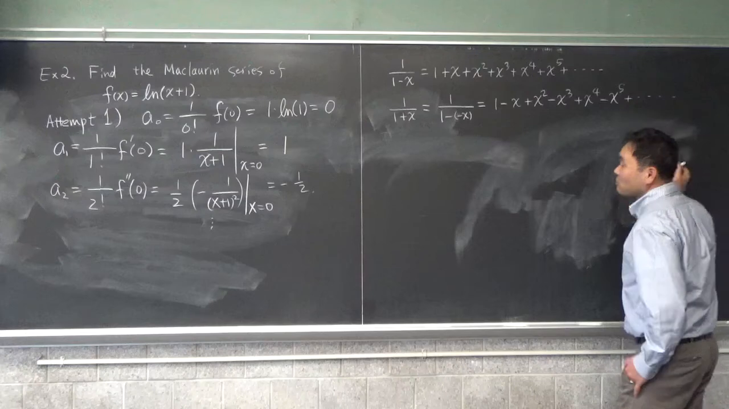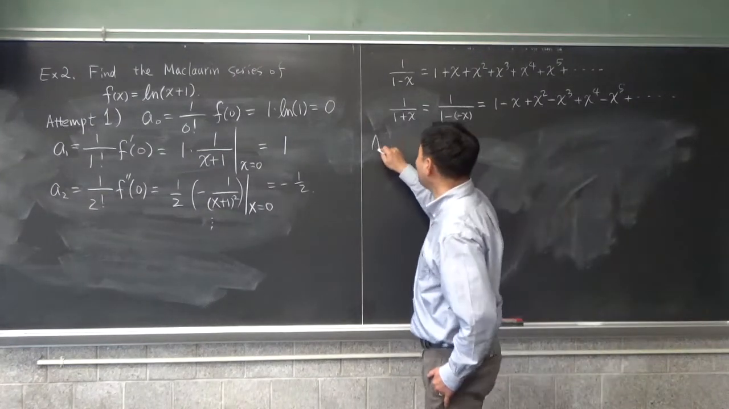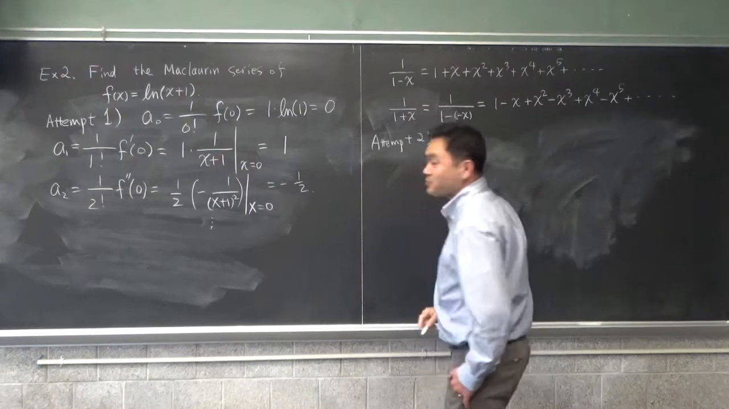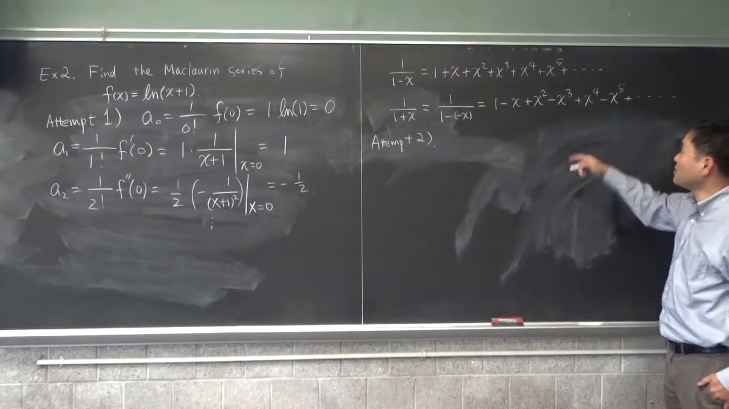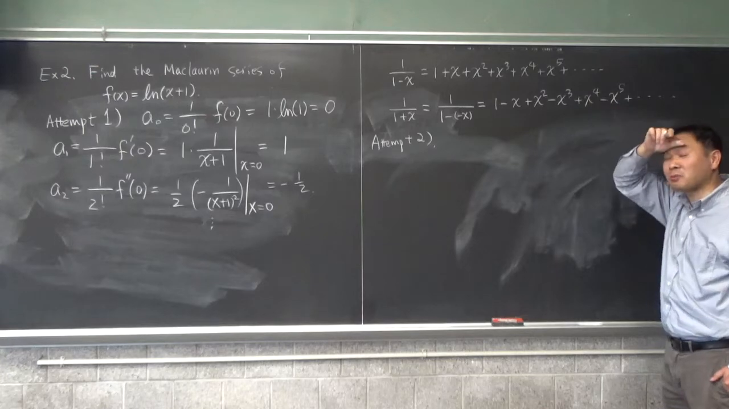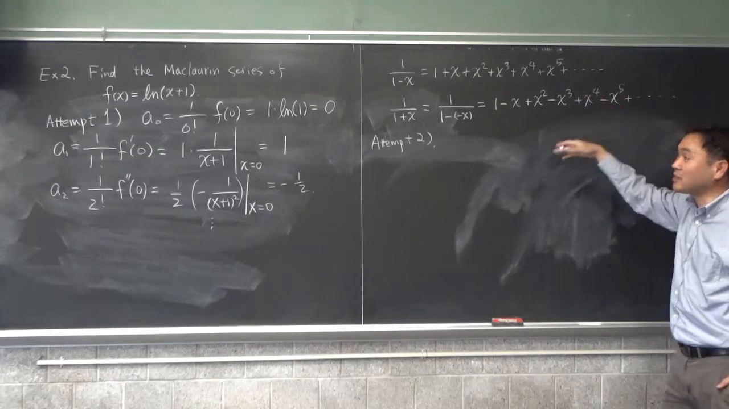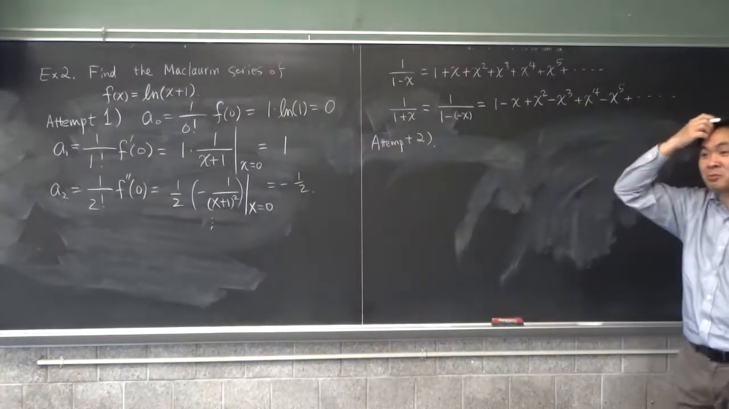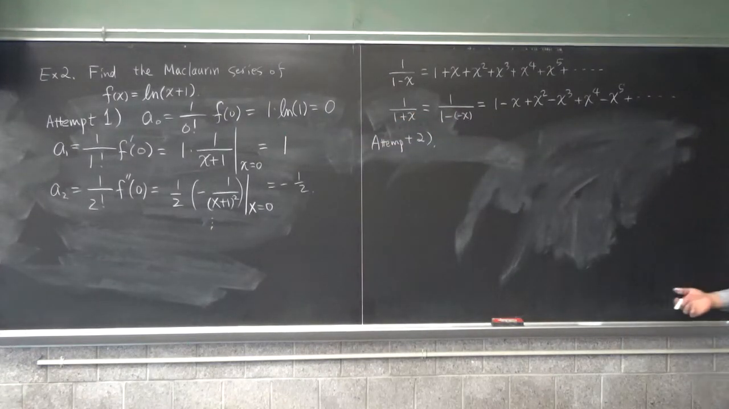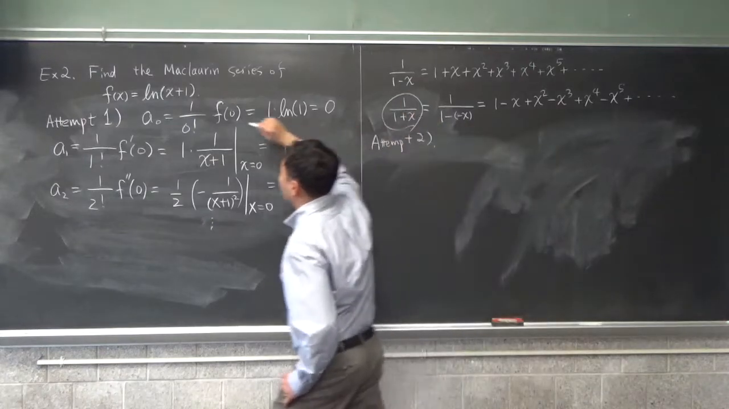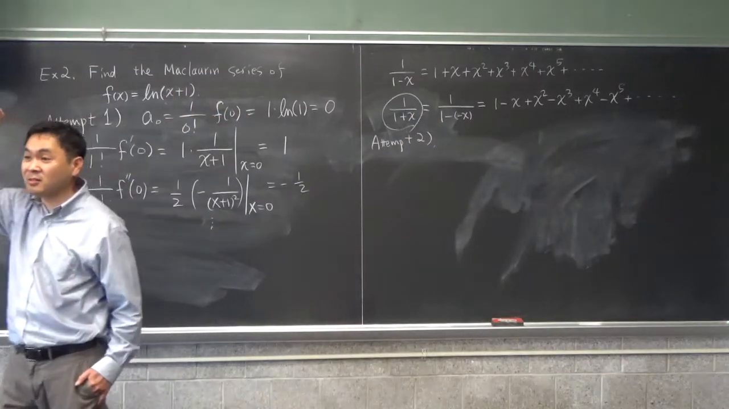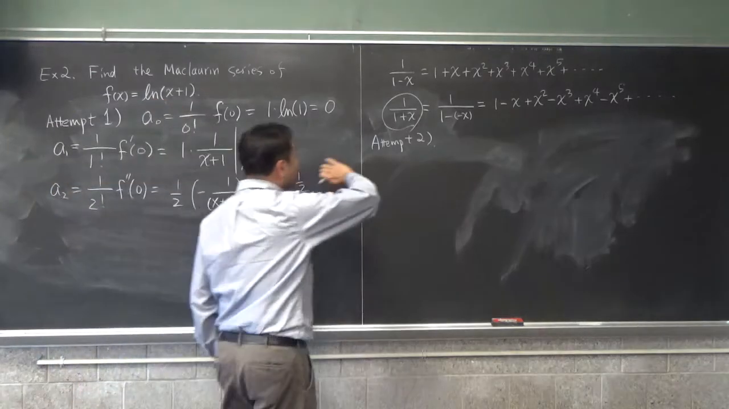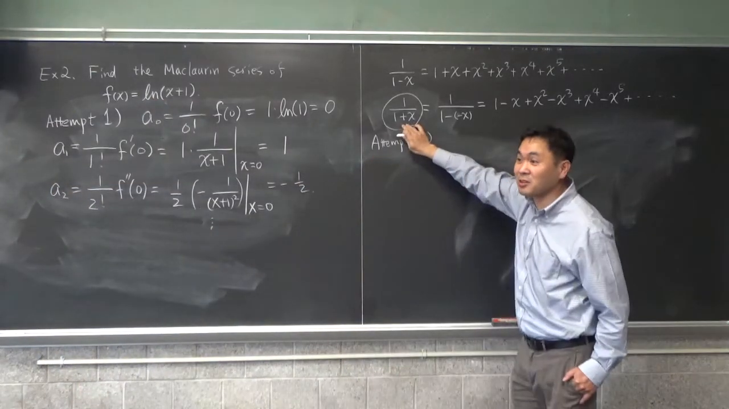Now, the second attempt is to use something that we already know. And why would I have brought up these two things? Because one of them is related to log of x plus 1. Which one? Which one is related with log of x plus 1? The bottom one. Why? What relation does this function have with this function? Well, if you differentiate log of x plus 1, you get 1 over 1 plus x, right?